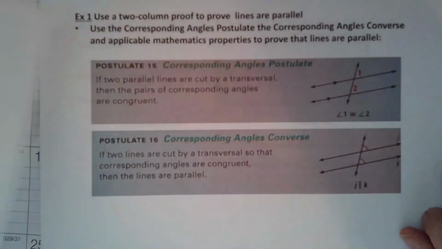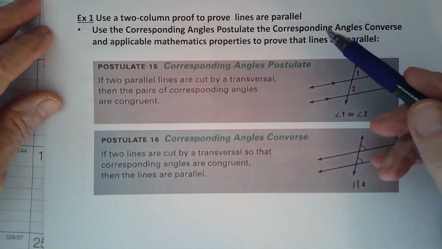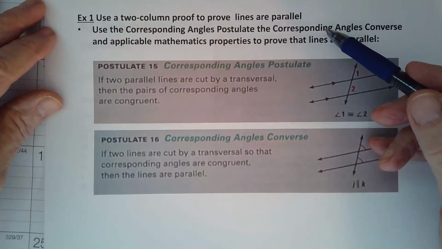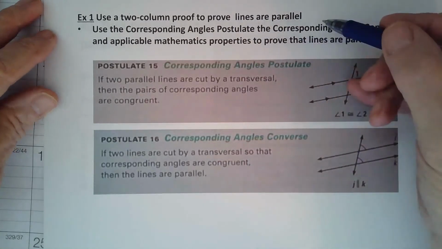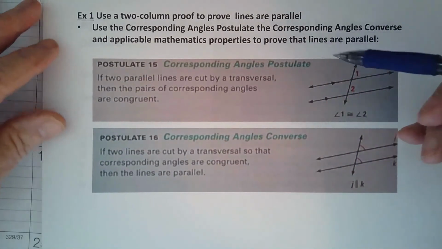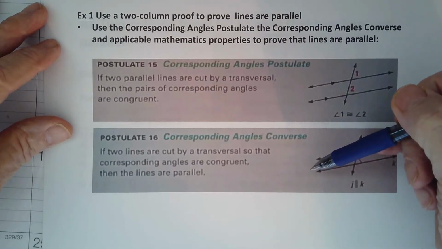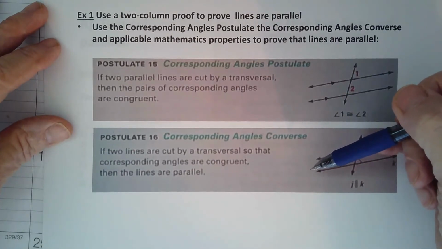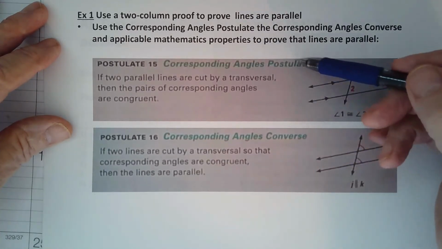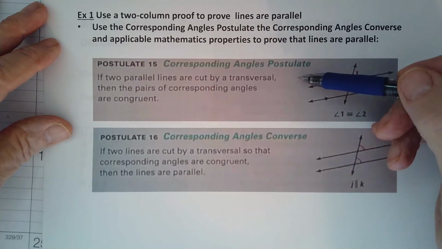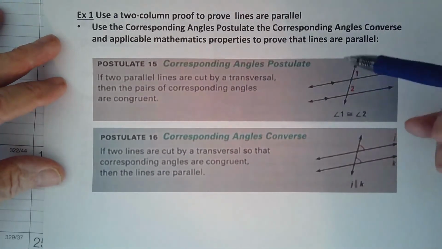Okay, so let's take a look at our example, which is using a two-column proof to prove that lines are parallel. We have used the corresponding angles converse in the previous lesson. We're going to use it again here, but we are also using the corresponding angles postulate. So this is the postulate, this is the converse. You'll see they're very similar.